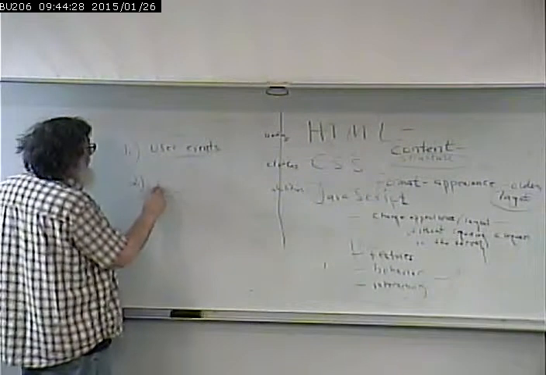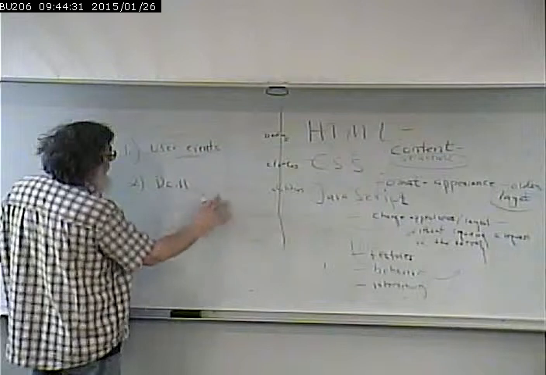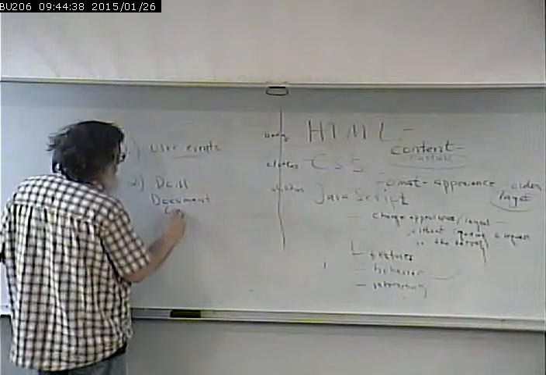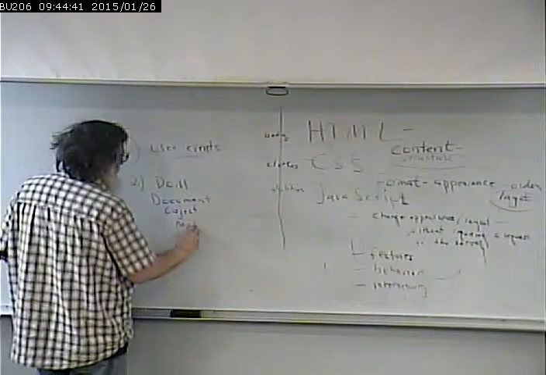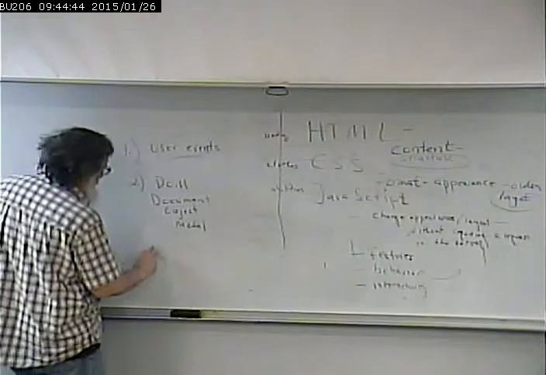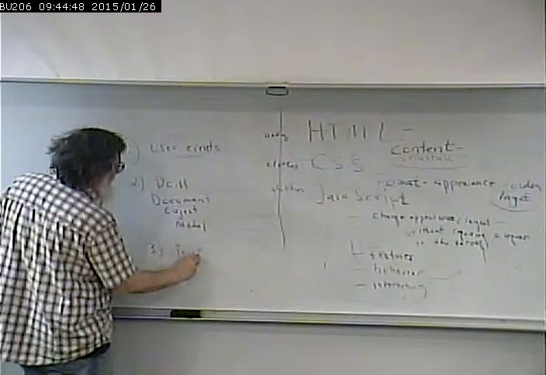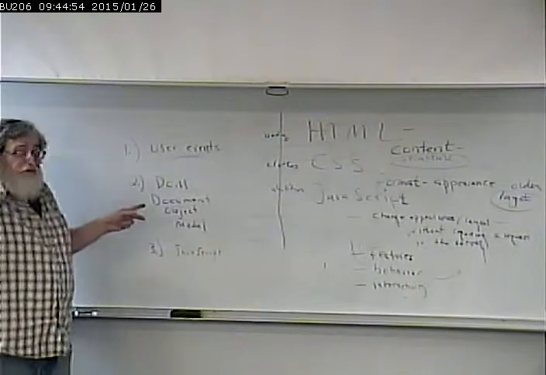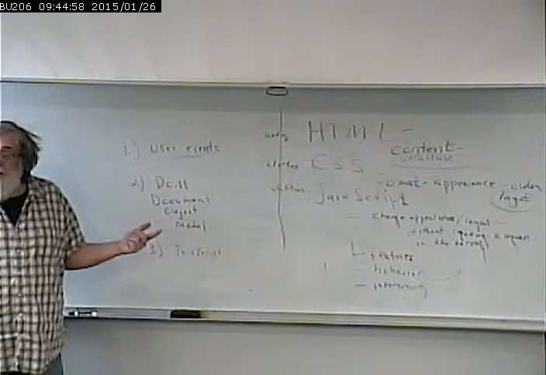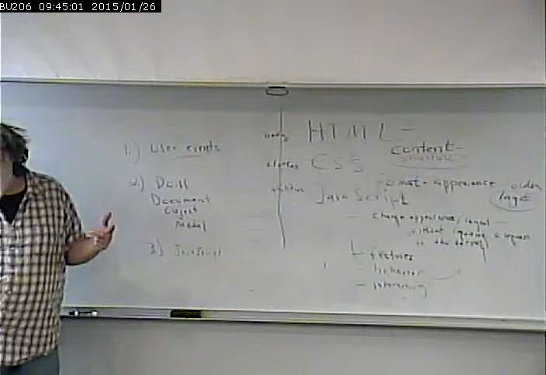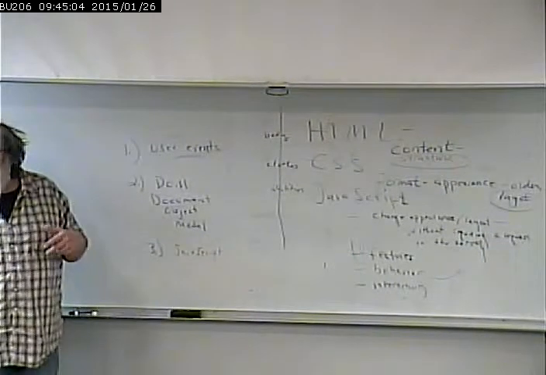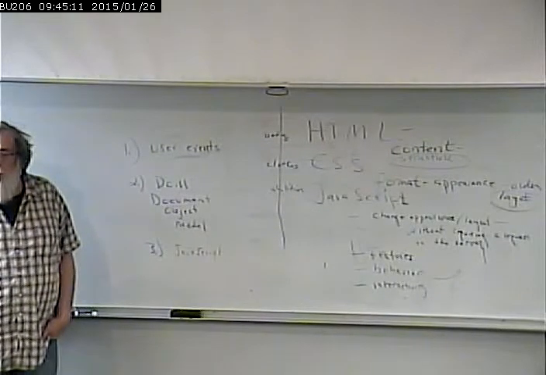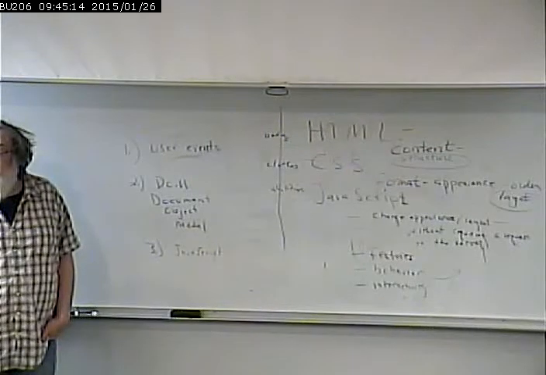Second thing we have is the DOM. The DOM stands for Document Object Model. And the third piece is the JavaScript itself. The DOM is the way that we point to something on the page in order to change it. If I want to make something visible or invisible, we have to be able to point to specifically the thing that we want to make visible or invisible.